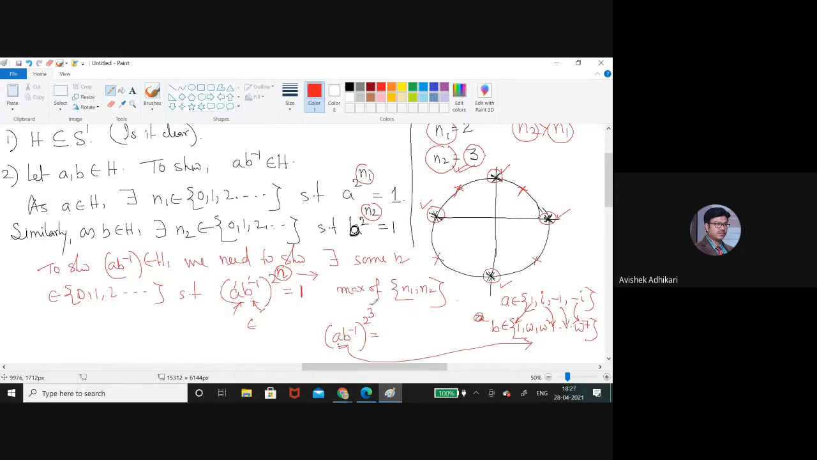Since we are raising it to the power 8, we already know that anything to the power 8 will give me one value. So if I consider n to be the maximum of n1 comma n2, then that will be fine for us. Just now I mentioned n to be n1 into n2, that will also be done. If I consider n1 plus n2, that will also be done. Anything more than that is not needed, so it's sufficient to take n to be the maximum of n1 comma n2, and that will give you the answer.